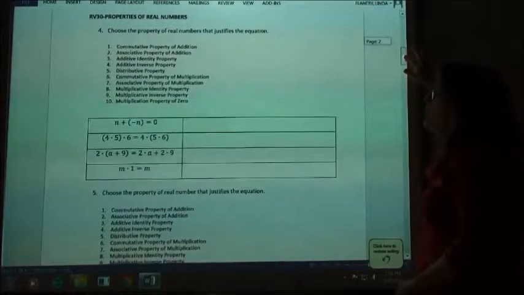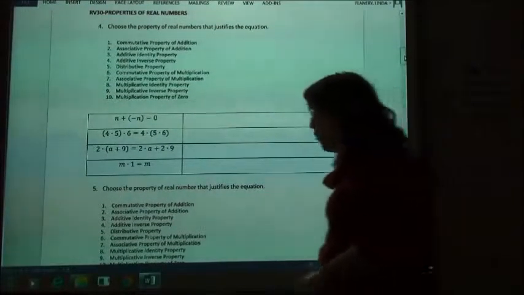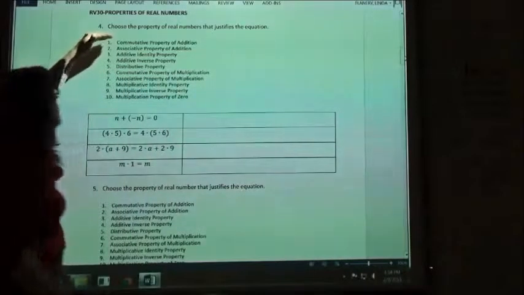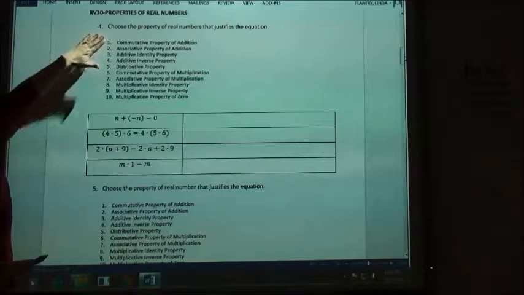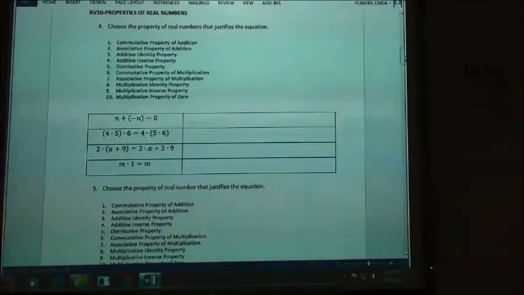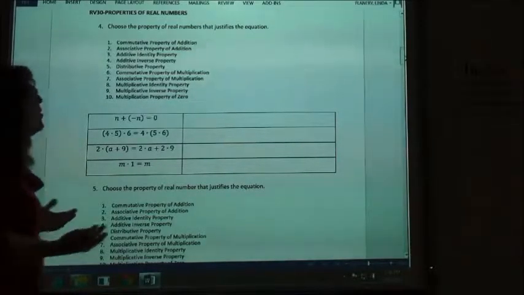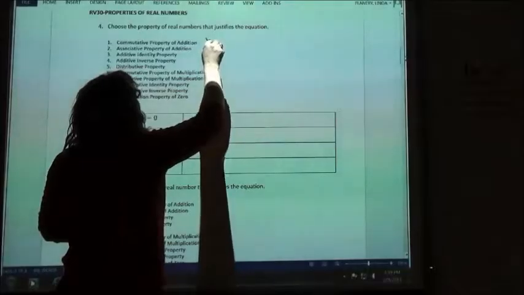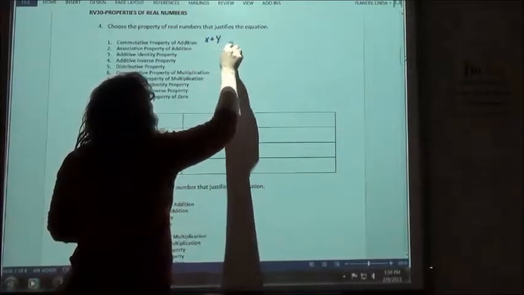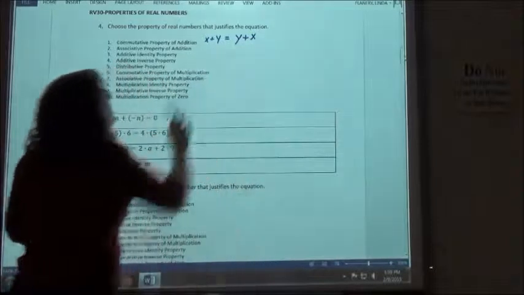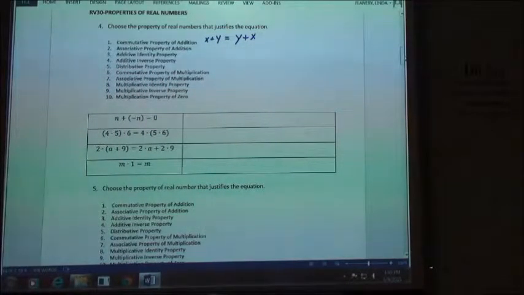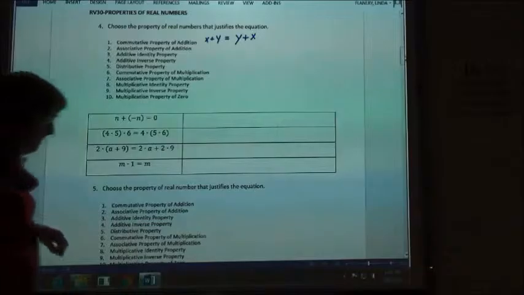Number 4, we're going to do the properties of real numbers. Before we had the properties of addition, which were our first 4, and now we're adding to that list. So the commutative property of addition said we changed the order. Our example for that was if I did x plus y and switched it around and put y plus x. But anytime the order is changed, that's your commutative property.